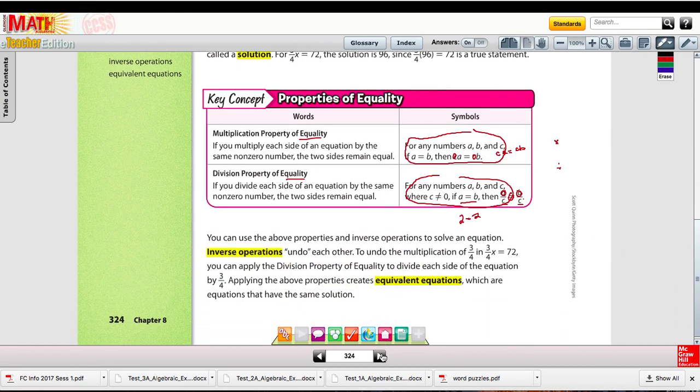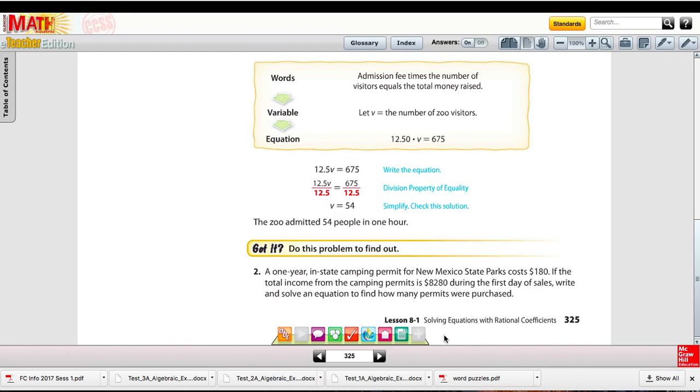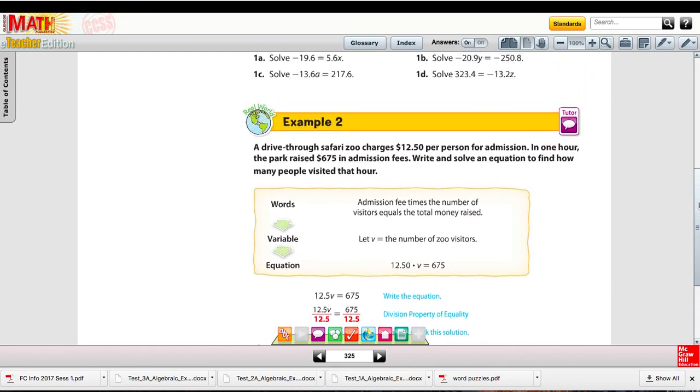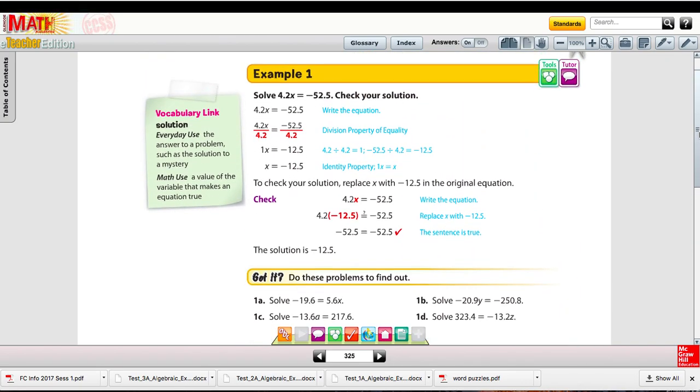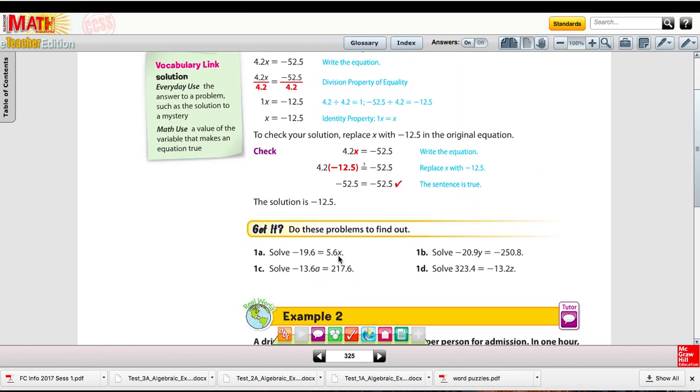So on page 325, we have the Got It section for number 1. The equation's already typed out on your note sheet, so all I expect you to do is show your work. In 1A through 1D, you want to show your work like I'm doing right here on the note sheet. If you're solving for x, you're isolating the variable, then you want to divide both sides by the coefficient, because 5.6 divided by 5.6 leaves you with 1x. So you're going to divide both sides by 5.6. I'll show the answers here in just a second.